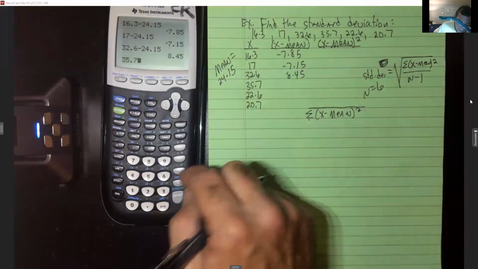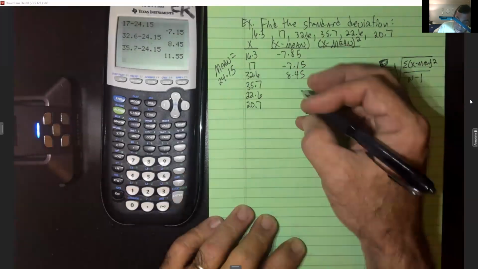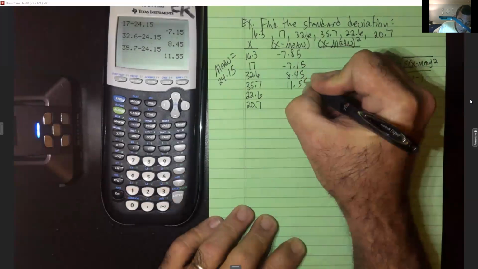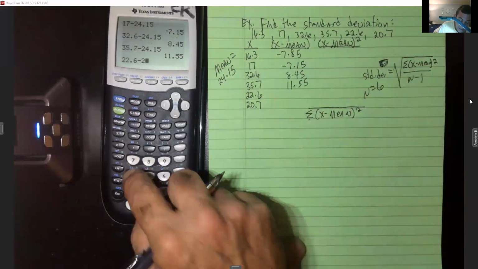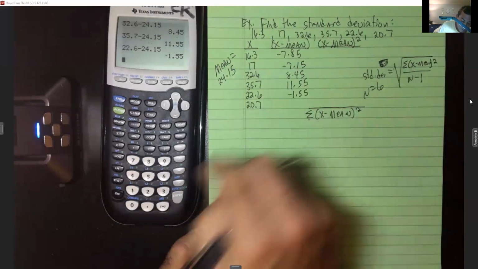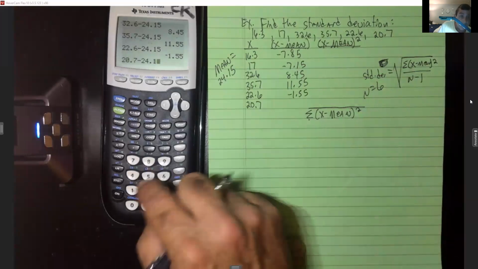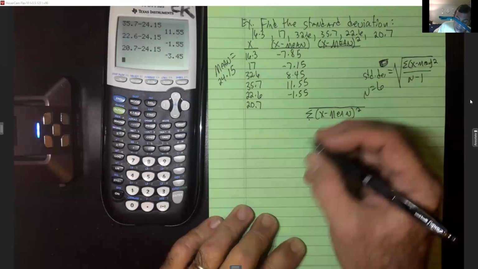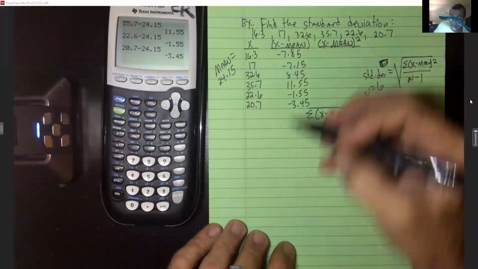35.7 minus 24.15 is going to equal 11.55. 22.6 minus 24.15 equals negative 1.55. 20.7 minus 24.15 equals negative 3.45. Now I have to go back and square all these.